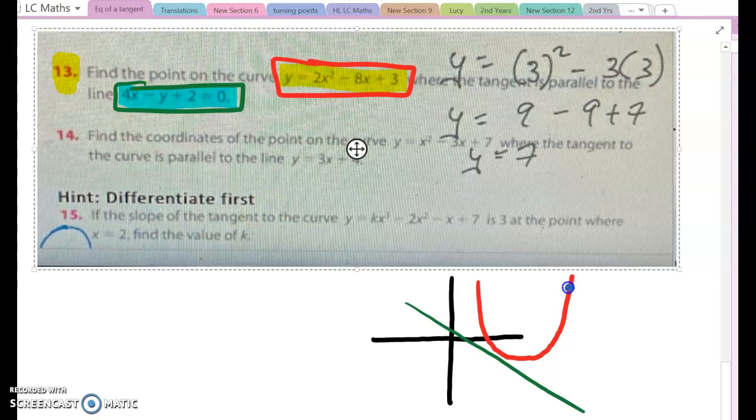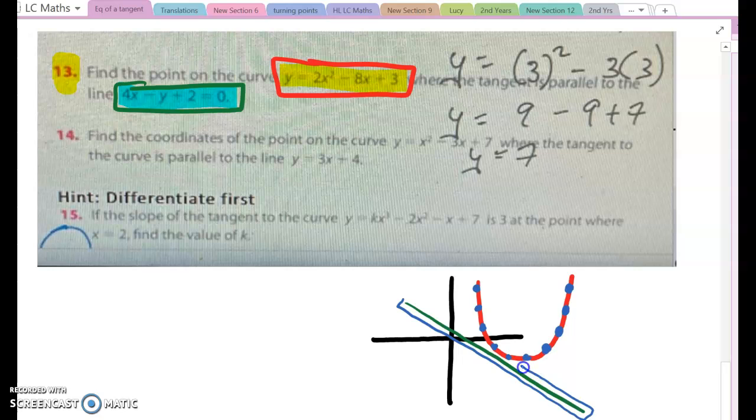So it could be here, it could be here, it could be here, where the slope is the same as the slope of that line. And they want to know where exactly on the curve the slope is the same as the slope of the line.